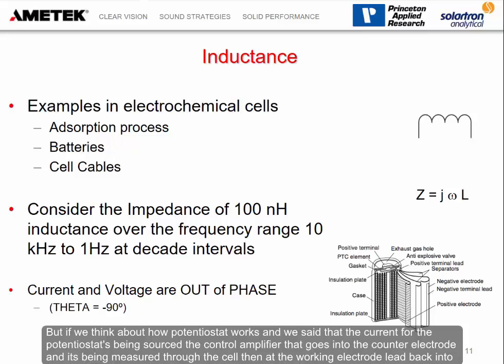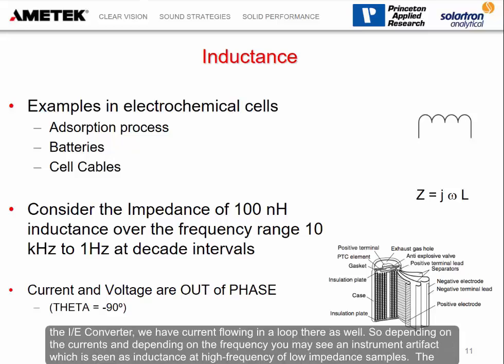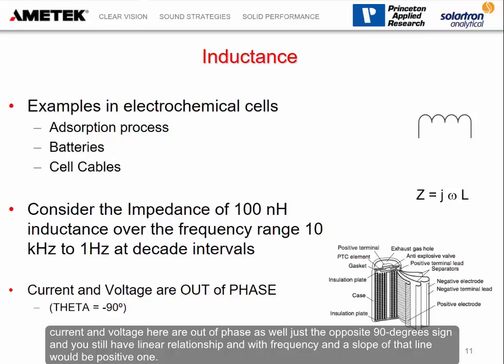But if we think about how a potentiostat works, and we said that the current for the potentiostat is being sourced through the control amplifier that goes into the counter electrode, and it's being measured through the cell, then at the working electrode lead, back into the IV converter, we have current flowing in a loop there as well. So depending on the currents and depending on the frequency, you may see an instrument artifact which is seen as inductance at high frequency of low impedance samples. The current and voltage here are out of phase as well, just the opposite 90 degrees sign, and you still have that linear relationship with frequency, and the slope of that line would be +1.